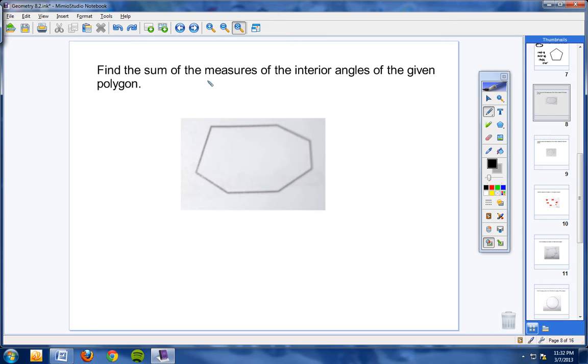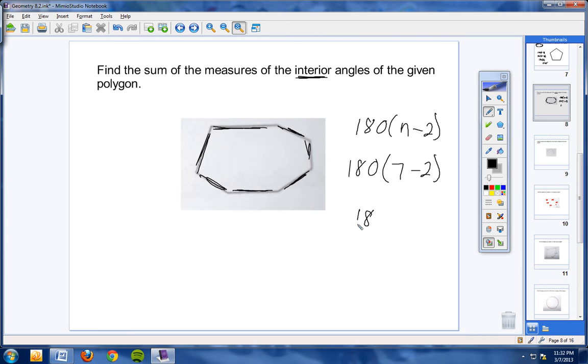Okay, I want you to find the sum of the measures of the interior angles. Let's count the sides. 1, 2, 3, 4, 5, 6, 7. 7 sides. So I have my newfound friend, my new formula right here. Where the n is, I'm going to substitute 7. And of course 7 minus 2 is 5, so 180 times 5, and that would give me 900 degrees. Okay, so there we go. So now you know the sum of the interior angles of a 7-sided polygon. It would be 900.